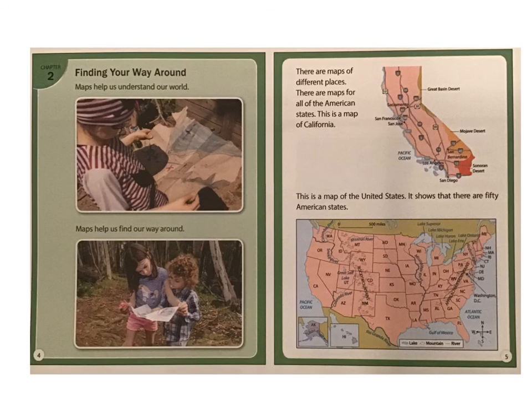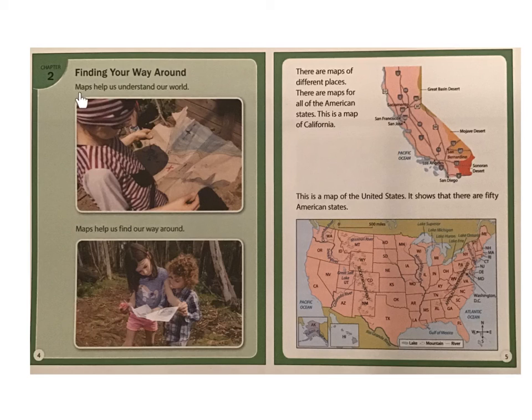Now what I'd like you to do is turn to page 4, and it should look like this slide. Today we're going to talk about finding your way around. And that doesn't literally mean finding a way around specific objects or things, but instead it has a general meaning about knowing or discovering where you are and where you're going.